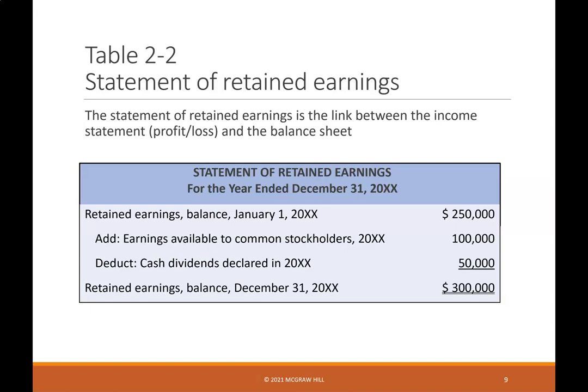Table 2-2, Statement of Retained Earnings. The Statement of Retained Earnings is the link between the income statement, profit and loss, and the balance sheet. So you have your retained earnings at the beginning of the period. You add earnings available to common stockholders, and sometimes if there's no earnings, you'd have a loss, so you would subtract that. Then you deduct the cash dividends declared during the year, and you will end up with your retained earnings end of the period.